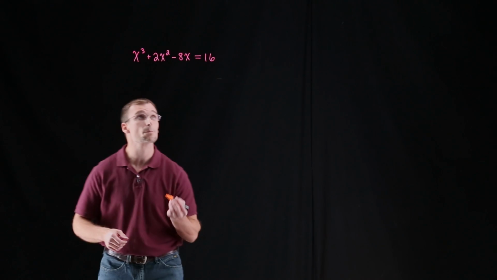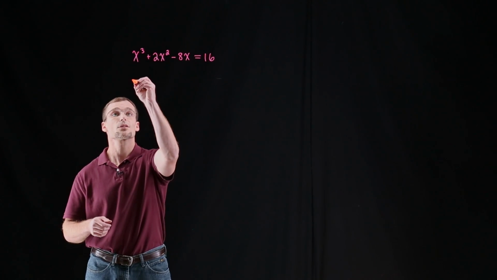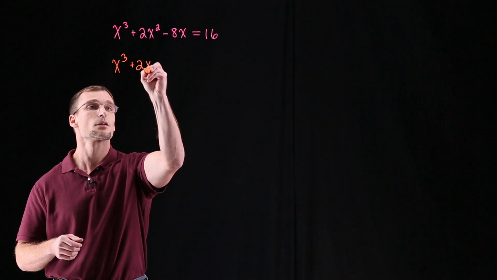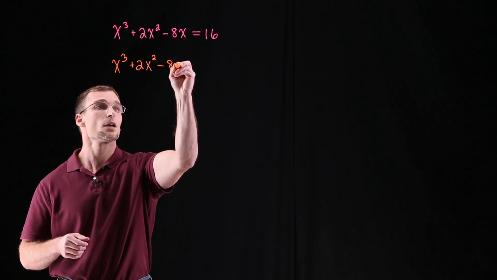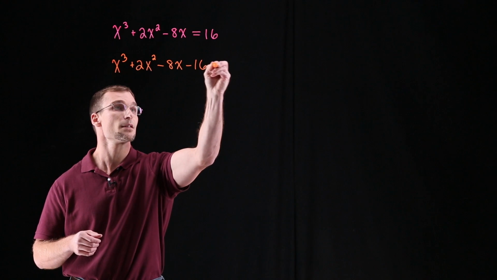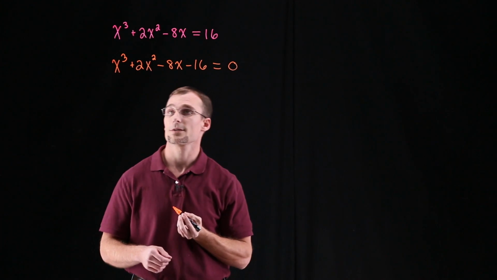The only thing we have to do is bring our 16 over to the left side. So that'll give us x cubed plus 2x squared minus 8x, subtracting 16, so minus 16, and set equal to 0. Now, how can we factor this?